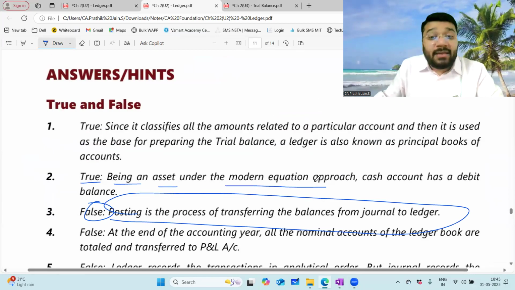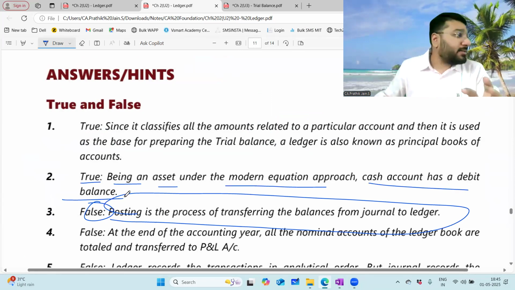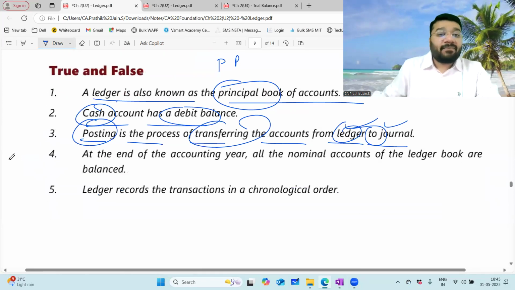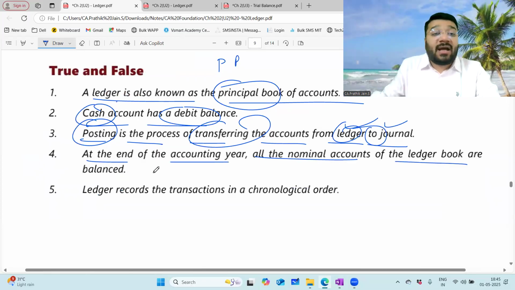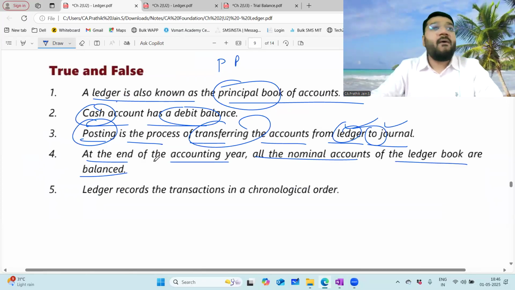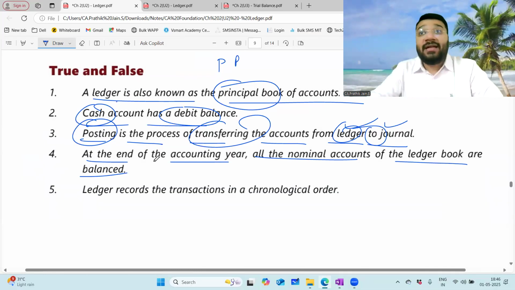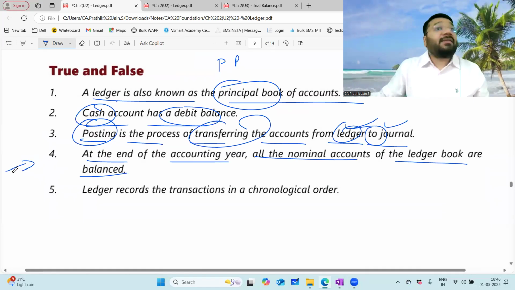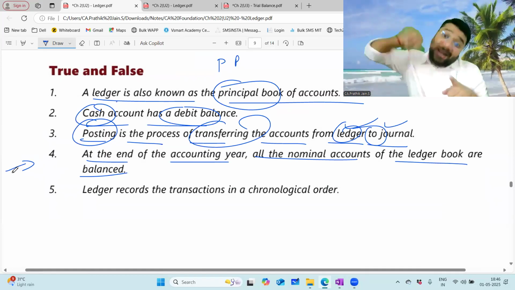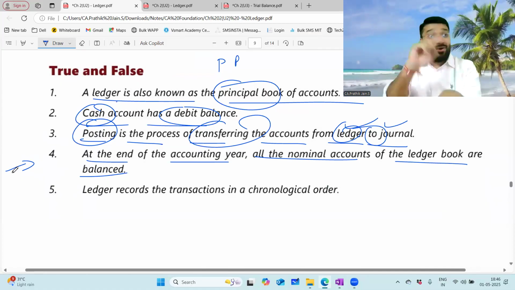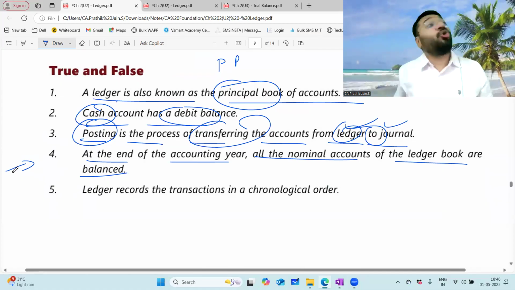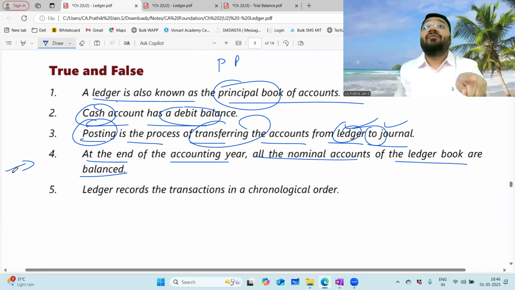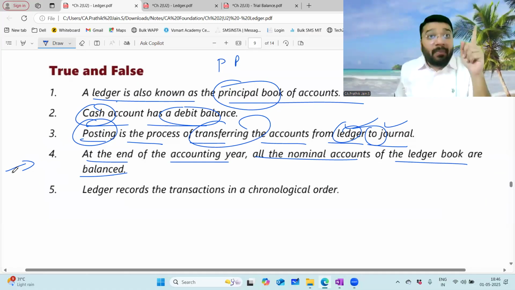Now, if you look at the previous answer, cash account is debit balance. True. Being an asset under the modern rule, cash account always has debit balance. At the end of the accounting year, all nominal accounts of the ledger are balanced. Partially true, partially false. Balanced, taken to trial balance to check arithmetical accuracy, and then later it has been closed. So here, what do you assume? Nothing mentioned means they want to know the nominal accounts at the end. What will you do? Will you keep it still balanced? No. You'll be closing it by passing a closing entry. You will not keep the balance. The balance of which account is there? Personal and real accounts. Asset, liability, capital only will have the balance. Nominal accounts will never have the balance.